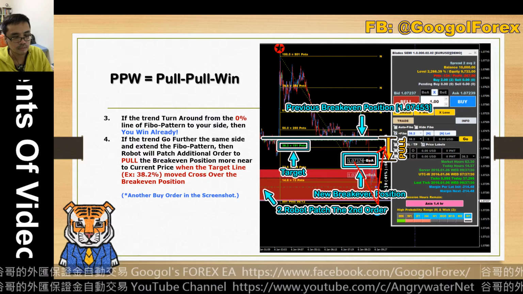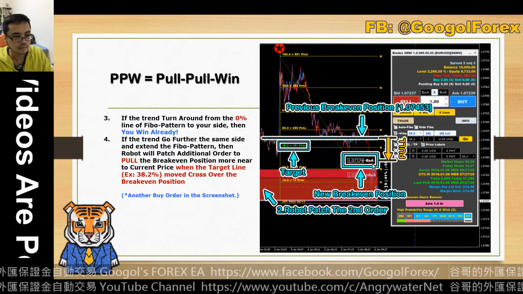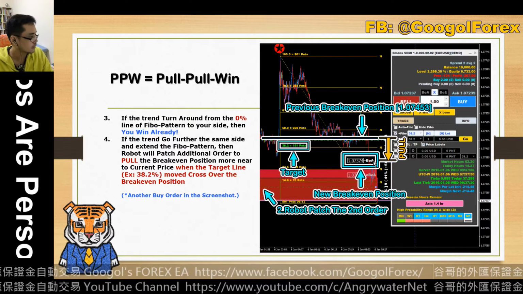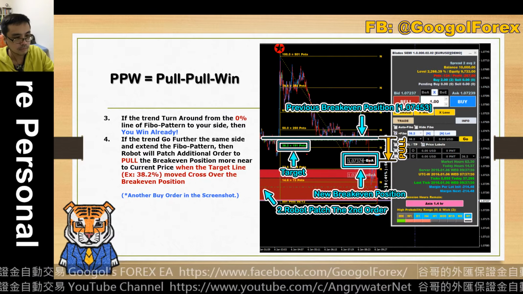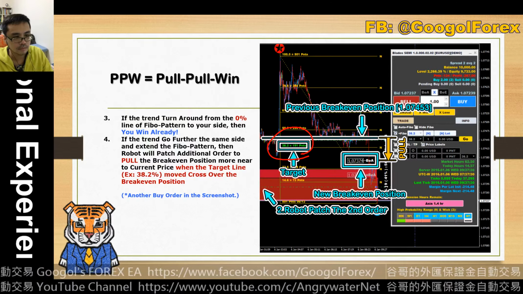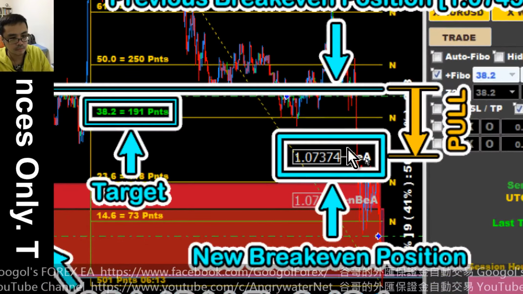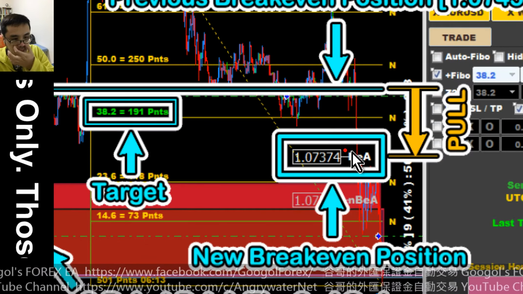Let Google ask you one question. How can the trader make himself win with profit when the trend really goes back to the line of 38.2%? You can see the price label of BEA on the screenshot. That means the break-even price of all orders. The idea is so simple even the trader with the least experience can understand.